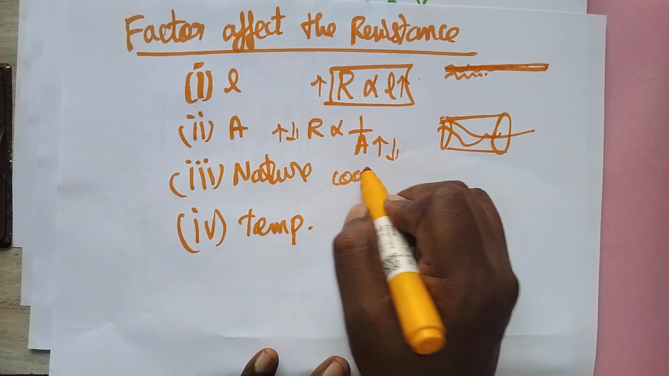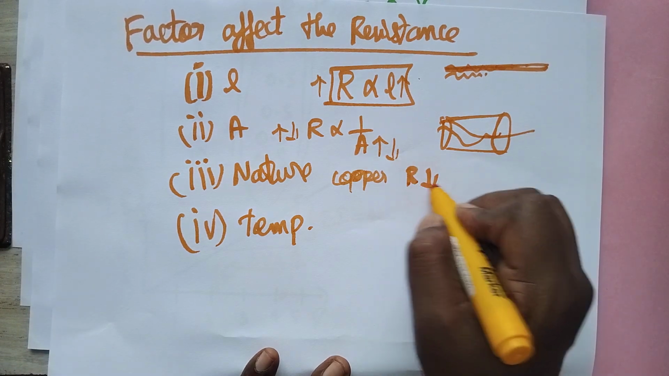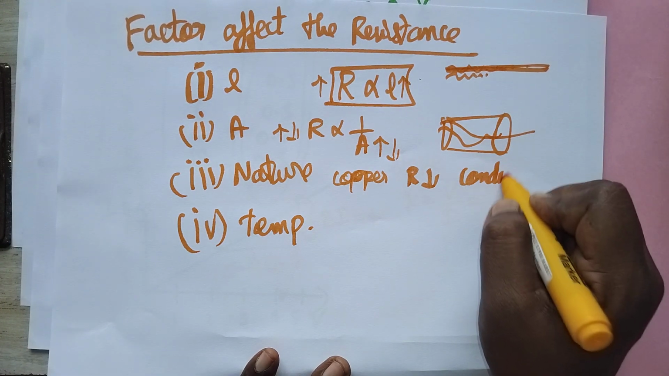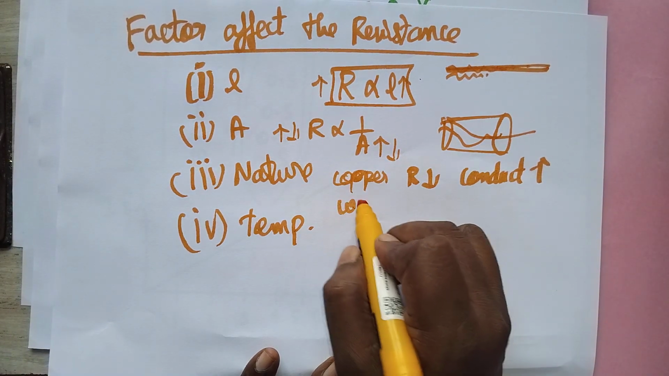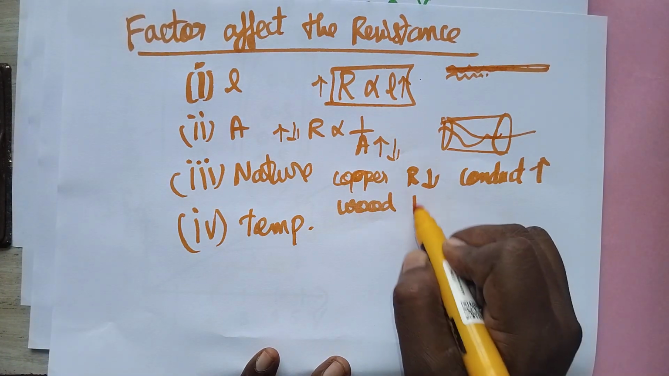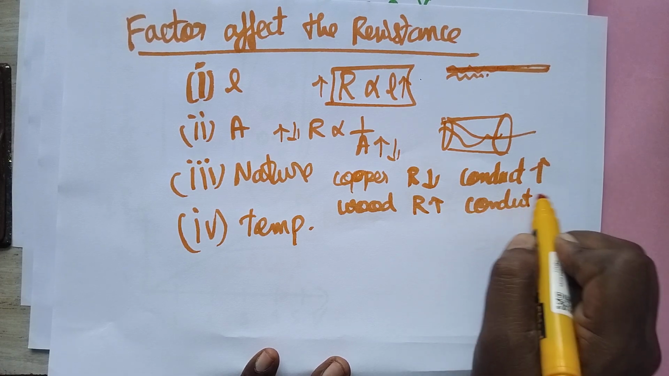Okay, again the next one, nature. Copper is a good conductor, everybody knows. So a good conductor has less resistance, so copper has good conductance. Same thing, wood. We'll take wood as an example. Wood would have more resistance because it's a bad conductor, so conductance will be less.